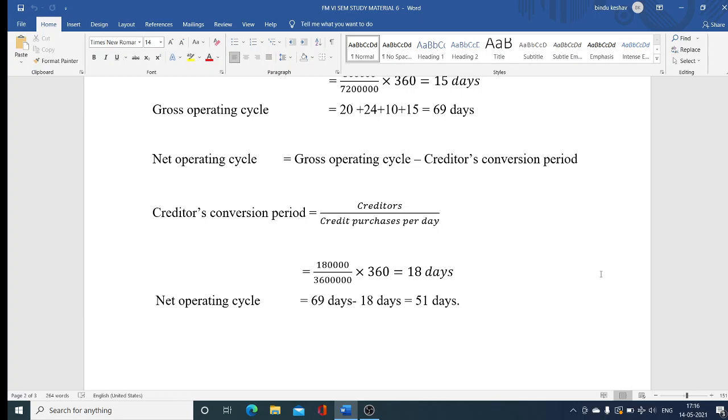So we have the gross operating cycle of 69 days, and the net operating cycle, which is equal to 51 days.